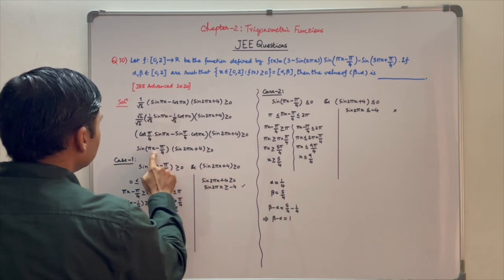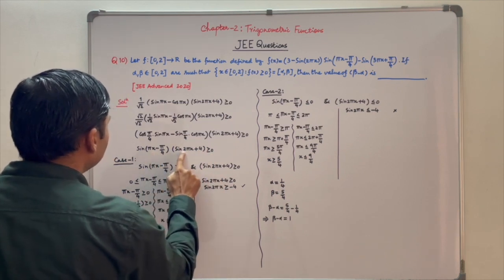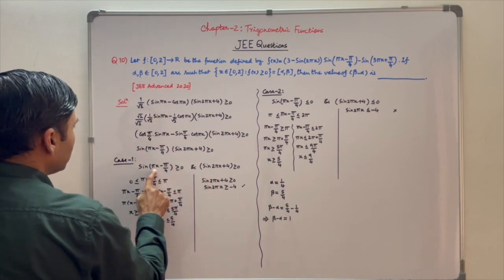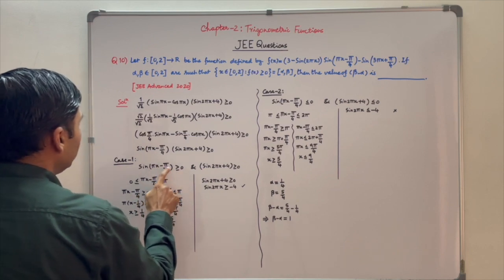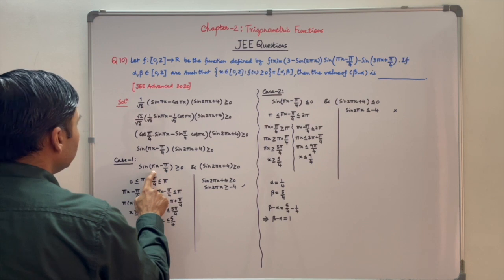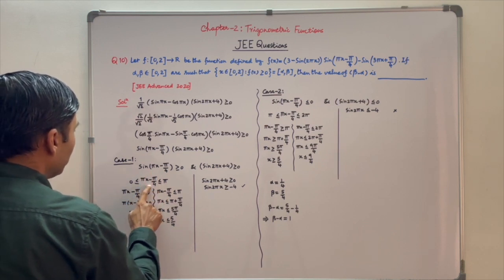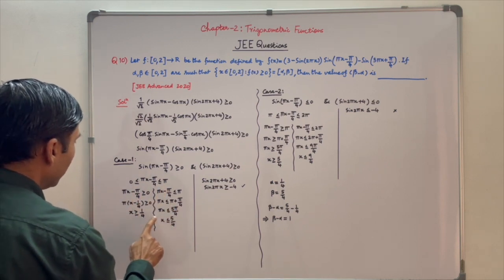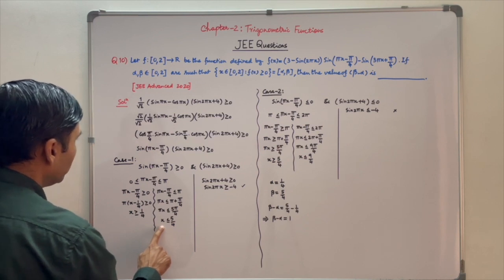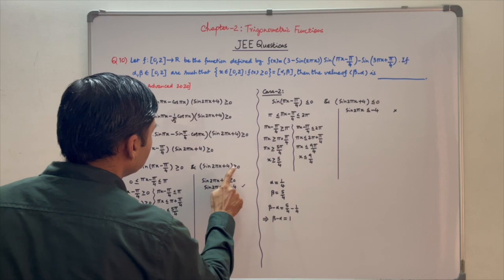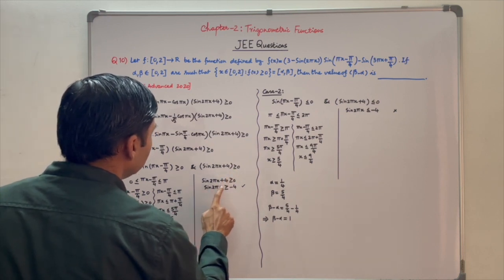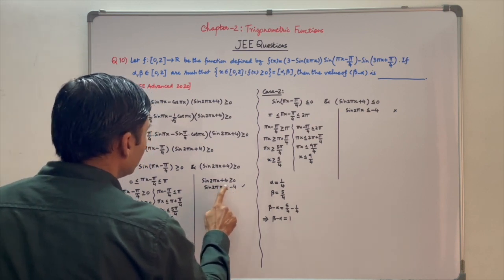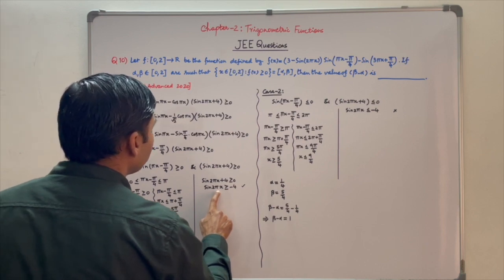That means either both are positive or both are negative. So we will consider two cases. Case 1, when both are positive. Sine of pi x minus pi by 4 is greater than or equal to 0. We know that sin theta is positive in first and second quadrants. So pi x minus pi by 4 will lie between 0 and pi. This gives x is greater than or equal to 1 by 4 and x is less than or equal to 5 by 4. Sine 2 pi x plus 4 is greater than or equal to 0, or sine 2 pi x is greater than or equal to minus 4. We know that sin theta is greater than or equal to minus 1. So this is true, but this will not give any solution.